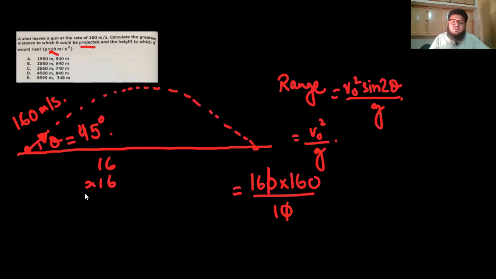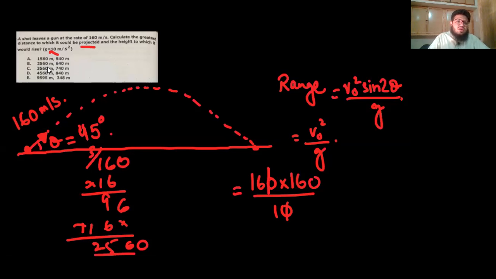So 16 times 16, 256, 2560 because there's 160. 2560 यहीं पर है. It's only option B which includes 2560. So you don't even need to calculate the maximum height. Okay, you don't even need to, because this is the only option which includes this answer. That's it. Let's move on to the next.